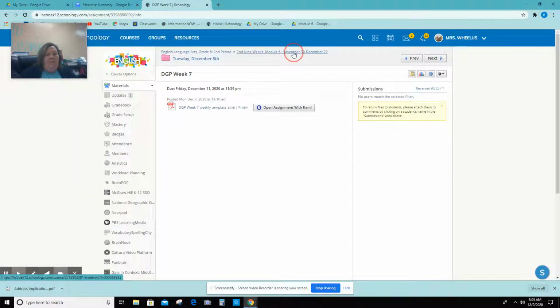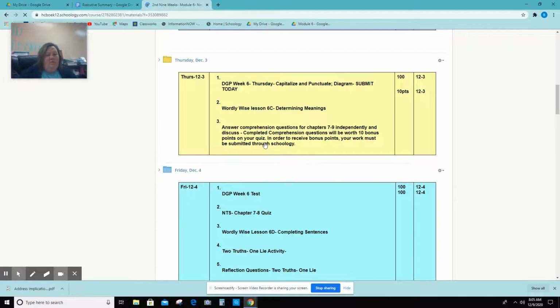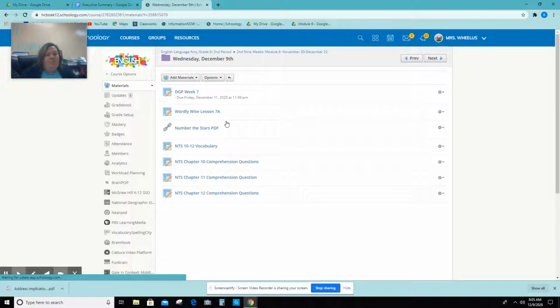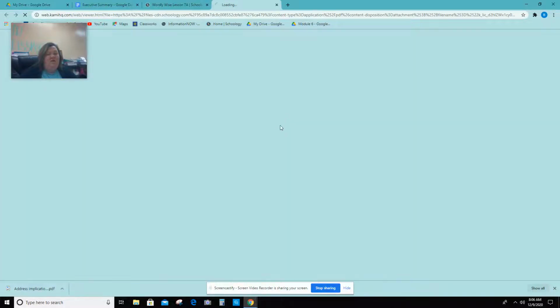And we are going to go back to Second 9 Weeks, Module 6. We're going to scroll down to Wednesday, December the 9th. And we are going to do Wordly Wise lesson 7A. Now, if you did not finish your quad cards from yesterday, then you need to make sure that you get those finished, okay? You can use your quad cards on your test, on doing these assignments, but you should have a word list in your packet that you can also use until you get your cards done. When you finish your quad cards, you need to submit them, okay?